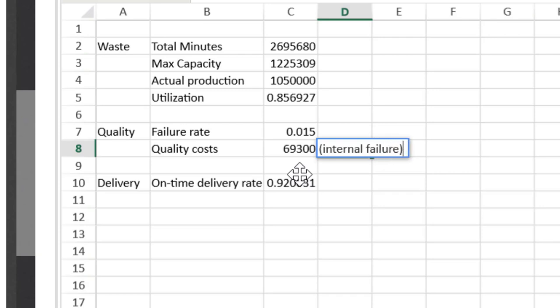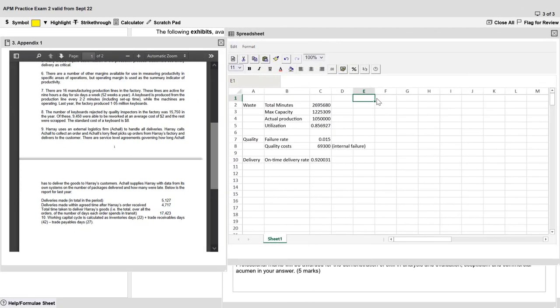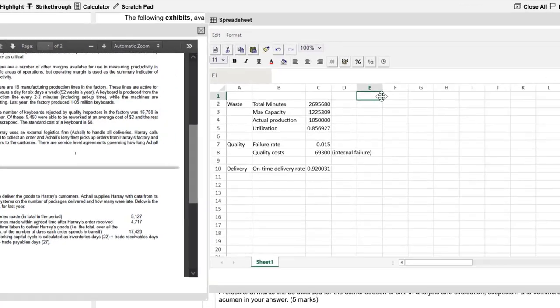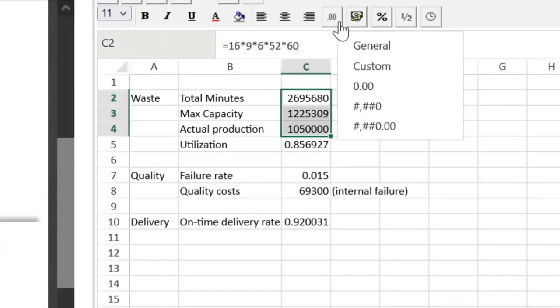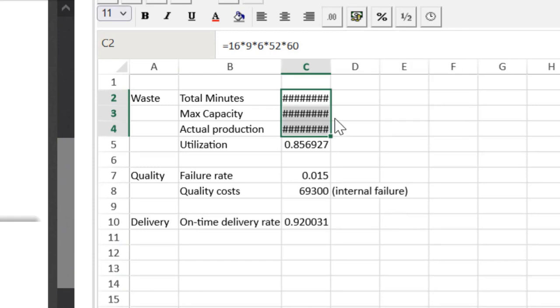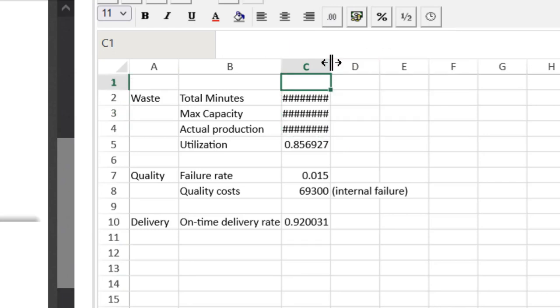There are four categories of quality costs, and here we're just looking at the defective units that we found before they went on to the customers. Last thing to do before we get back into the word processor is do a little formatting. So I'm going to grab these figures here, and we can put them to no decimal places with a thousandth separator.